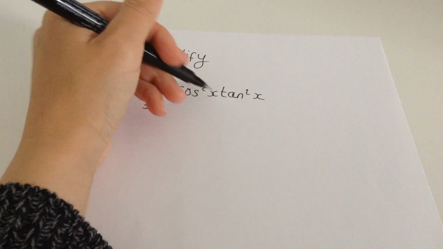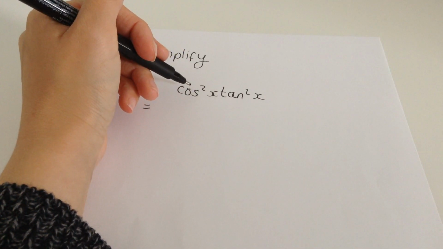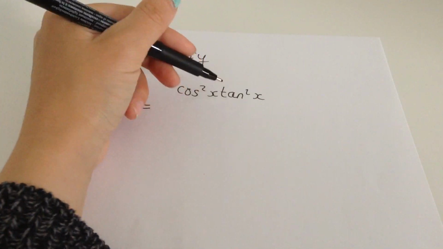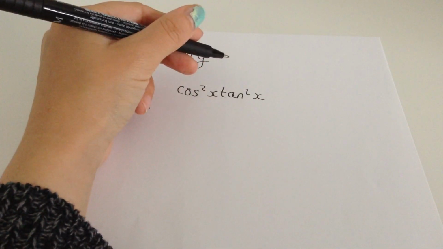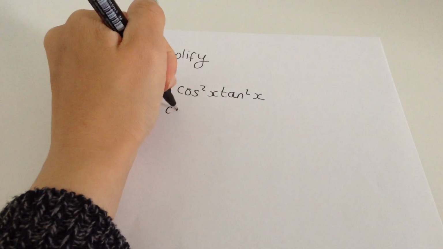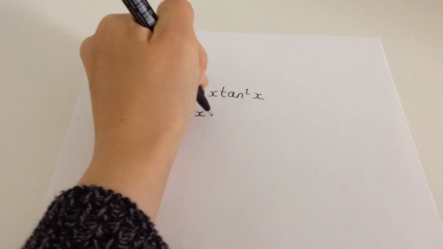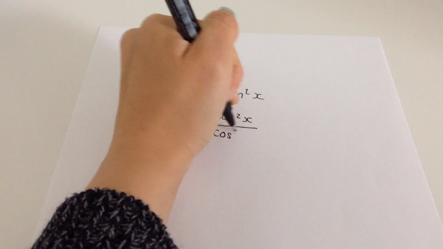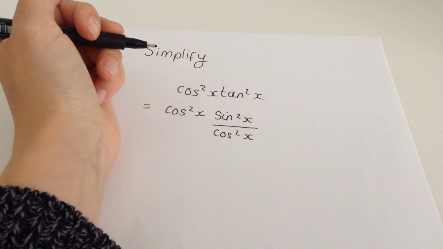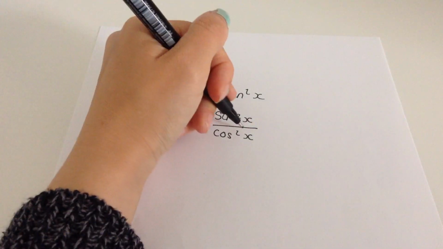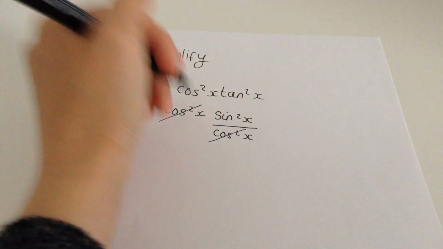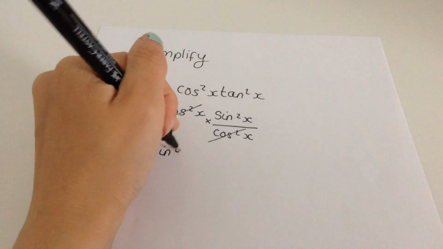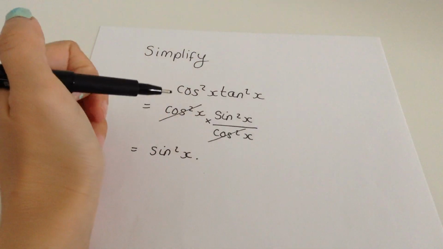Right, well I could change the cos squared into 1 minus sine squared if I wanted. So that's a possibility. I can change the tan squared into sine squared over cos squared. So maybe I will do that. And then they're just going to cancel out. Yeah, there's a times there. So the answer is just sine squared. And that's as simple as you can make it, really.